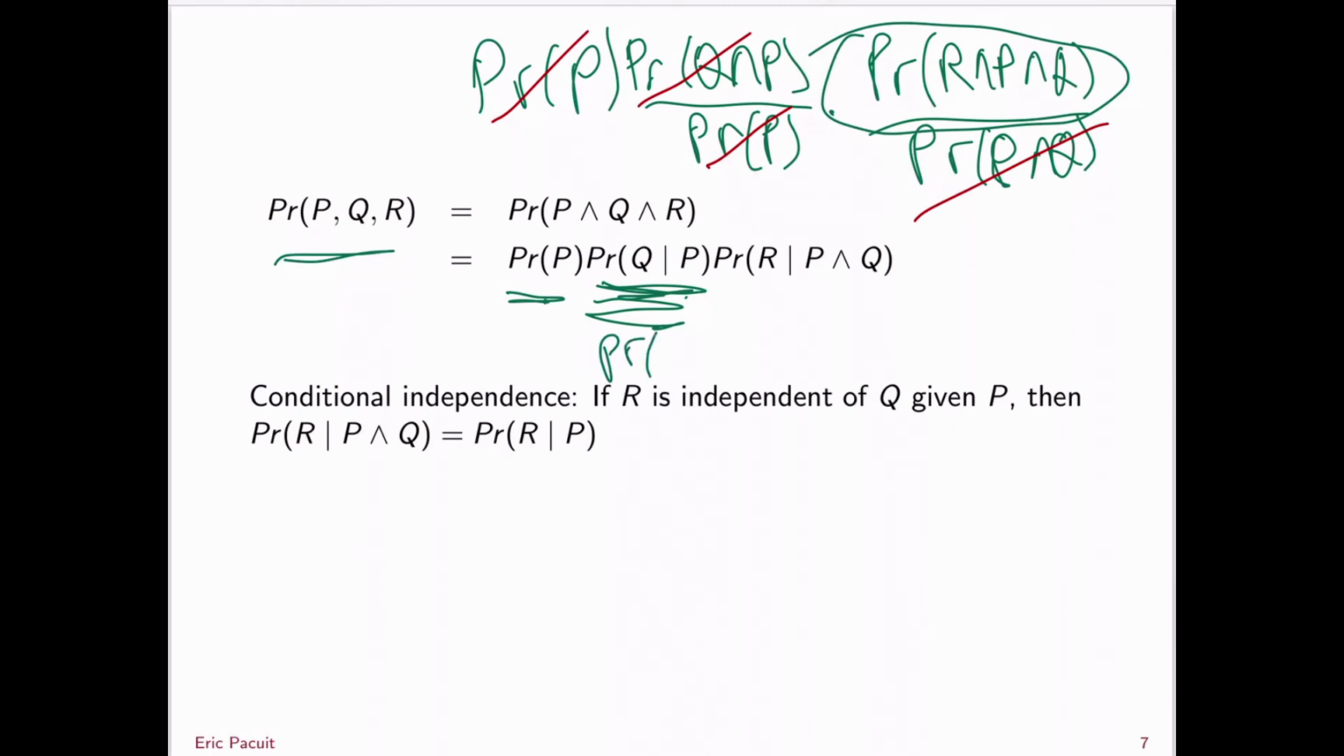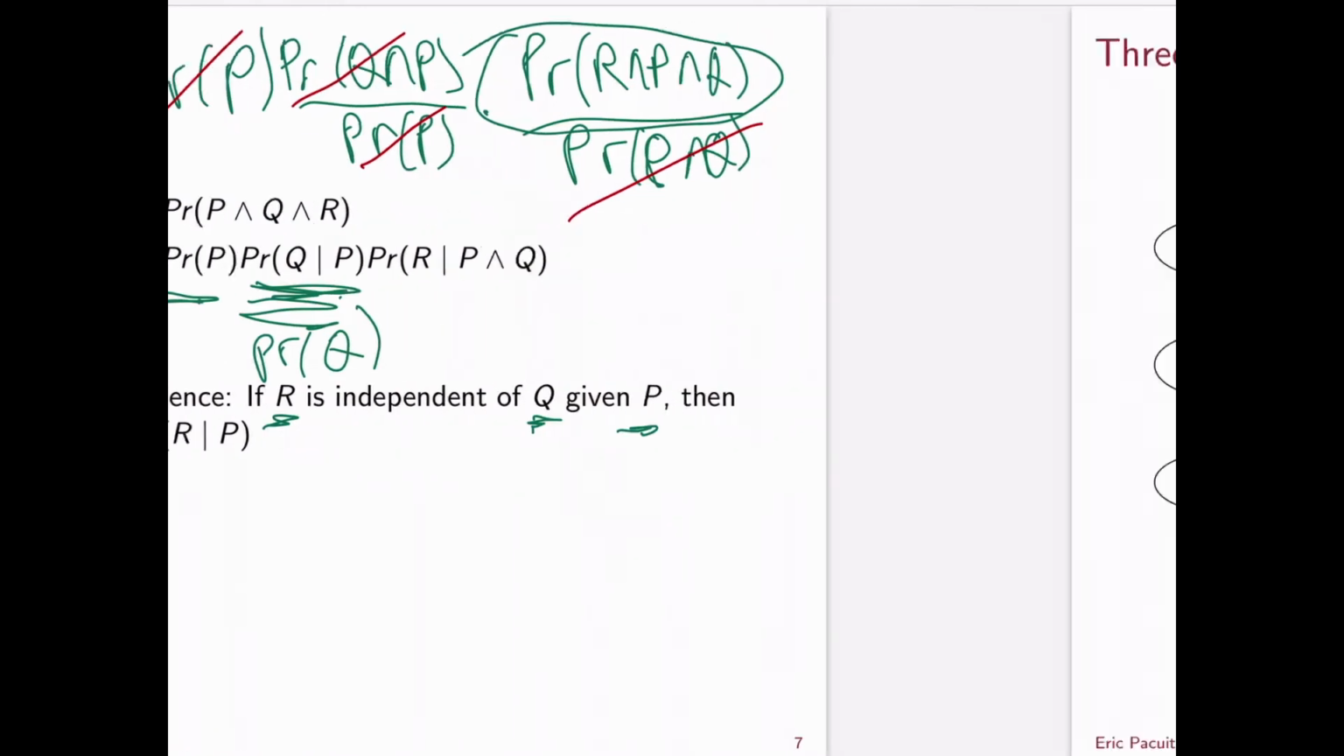Now, we already know that if P and Q are independent, then this middle term can be simplified to just the probability of Q. What about this last term right here, which is a bit more complicated? This is the probability of R given P and Q. Well, we also have a notion of conditional independence. R might be independent of Q given P when the probability of R given P and Q is equal to the probability of R given P. And this information about which propositions are independent and not independent is what is captured by the Bayesian network.